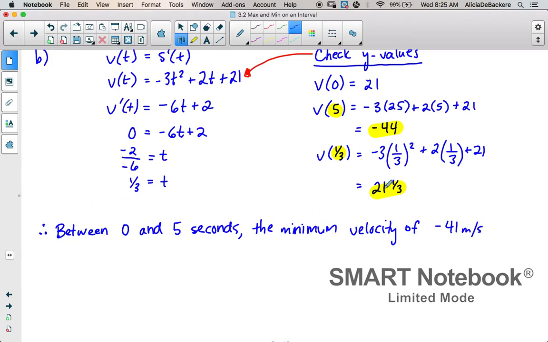And so, oops, 44, not 41. I can interpret negative 44 meters per second is the same as 44 meters per second to the left, right? When we're given a position function, by default, the positive is moving to the right. And so here, if I have a negative, it means that the velocity is heading to the left. And this one here occurs at 5 seconds.